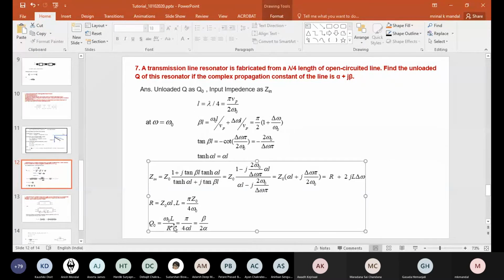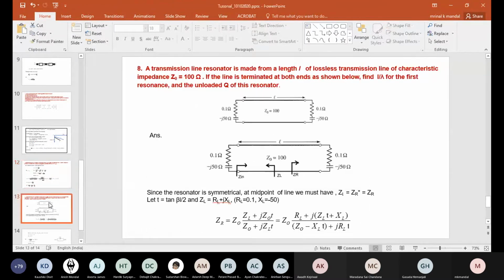Okay, so after that, definition of Q factor, omega naught L by R, and put the values in terms of this, and then in terms of alpha and beta we have the expression. So go through a circuit theory book once.